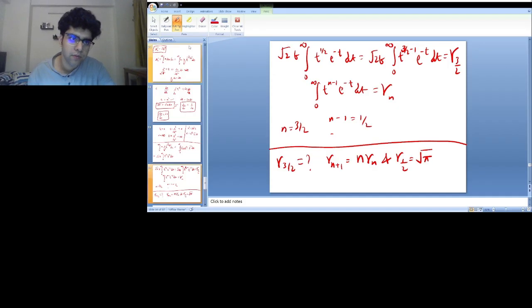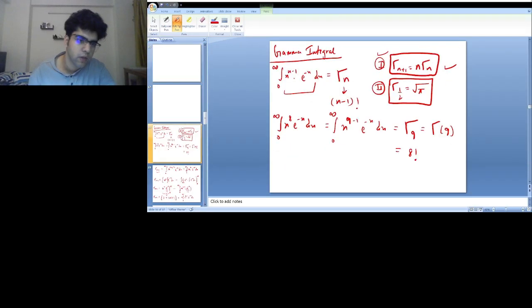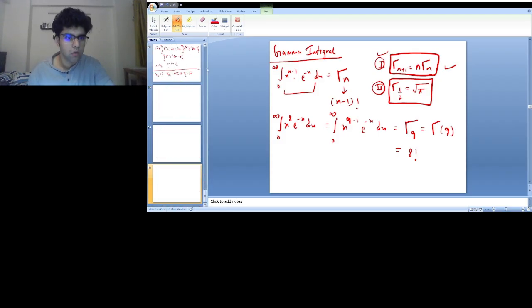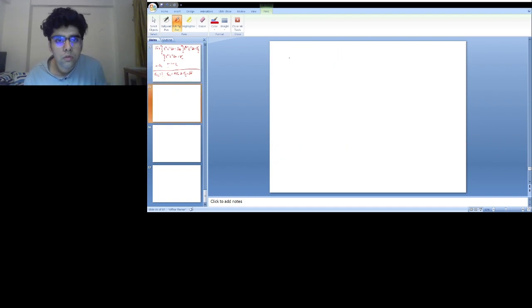Let me just take you guys to the first part of the session. Gamma n plus 1 is equal to n gamma n, and gamma half is equal to root pi. I told you guys to remember the second property. I am not proving that. So yes, this gives me gamma half is equal to root pi. So now proceeding ahead, gamma 3 by 2, I need to write this in terms of gamma half.